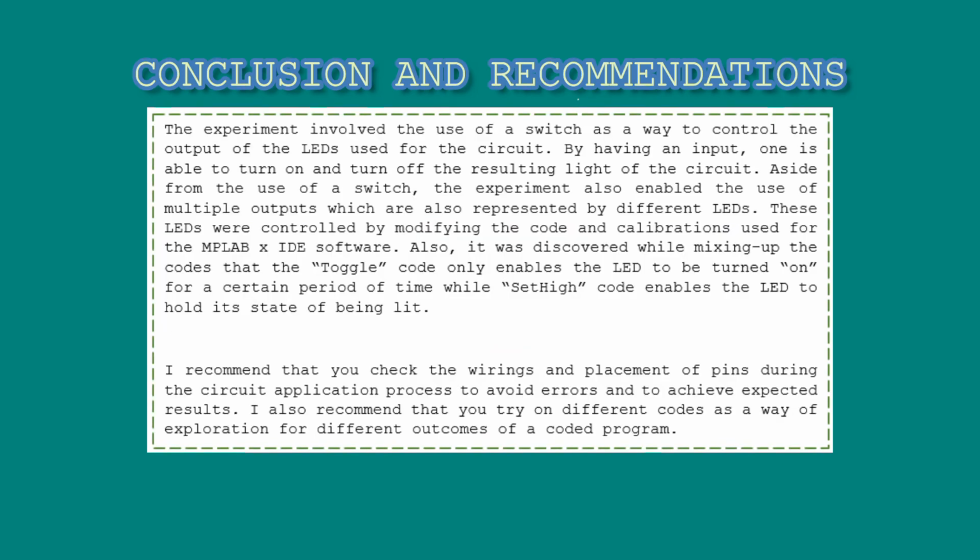The experiment involved the use of a switch as a way to control the output of the LEDs used for the circuit. By having an input, one is able to turn on and turn off the resulting light of the circuit. Aside from the use of a switch, the experiment also enabled the use of multiple outputs, which are also represented by different LEDs. These LEDs were controlled by modifying the code and calibrations used in the MPLAB XIDE software. Also, it was discovered while mixing up the codes that the toggle code only enables the LED to be turned on for a certain period of time, while the set high code enables the LED to hold its state of being lit.